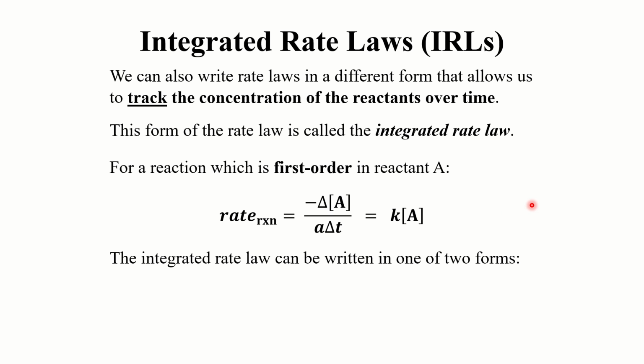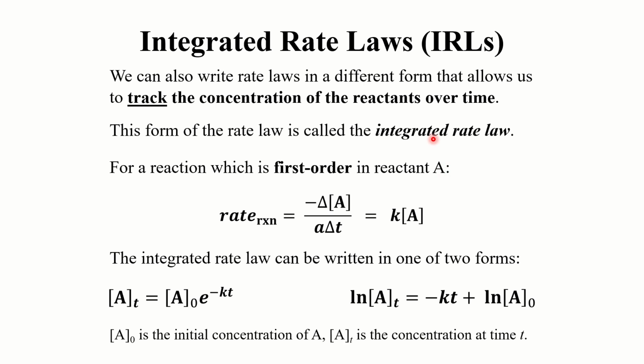The integrated rate law can be written in one of two forms. You may see it written like this. This is the original form that is derived based on essentially integrating under the area under the curve, if you were to plot this as a function, which is why we call it an integrated rate law. But more commonly, you will see this form of the equation, because here we see that we have an exponential, and exponentials are a little challenging to work with, especially if we've got some variables up in that exponent.